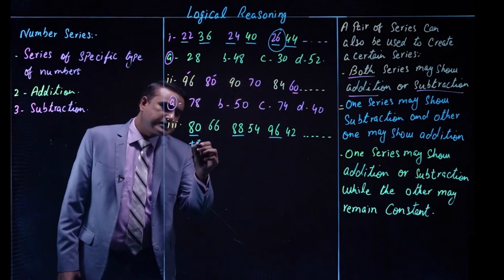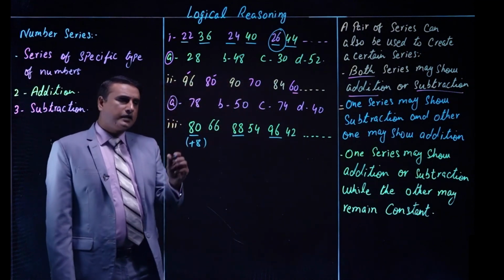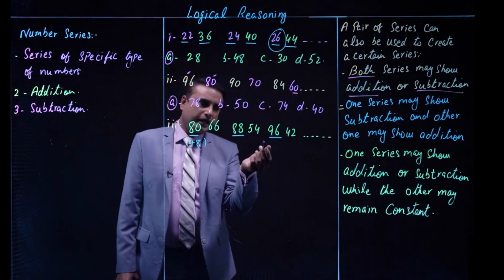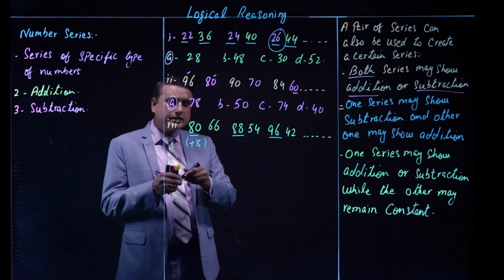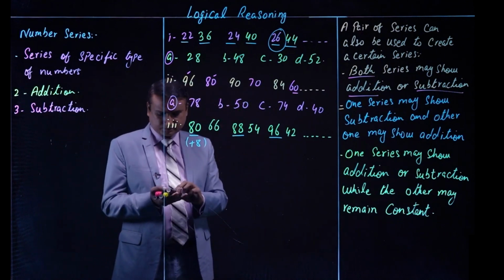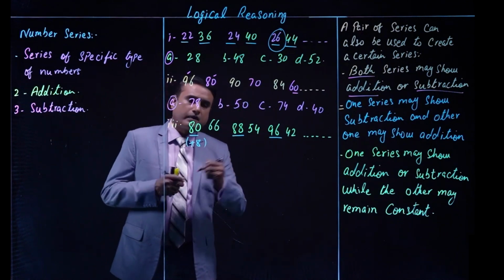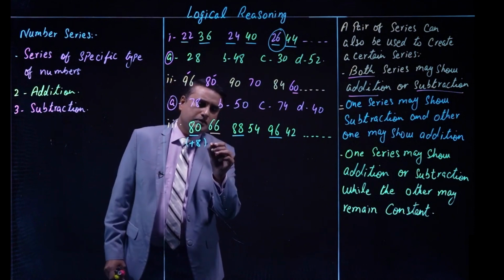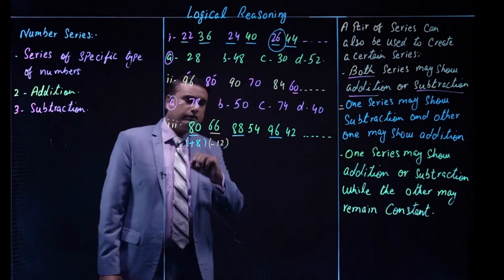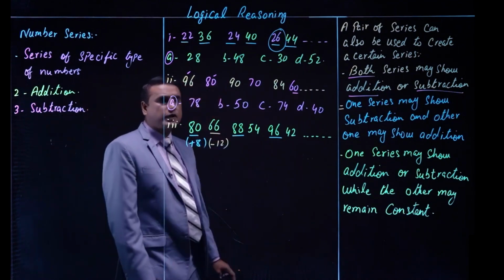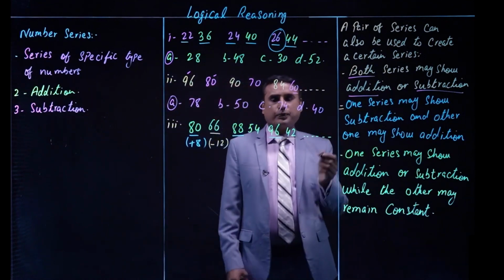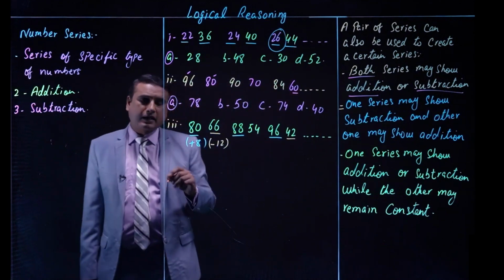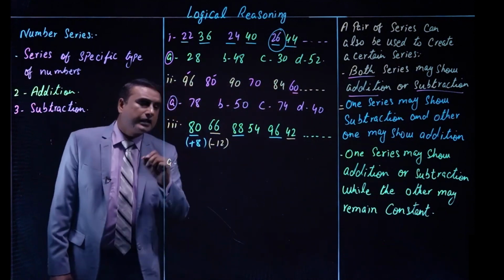actually adding plus 8. 80 plus 8 क्या हुआ, 88, और 88 plus 8 क्या हुआ, 96. While in this second series, that actually shows minus 12. 66 minus 12, 54, and 54 minus 12, 42. So अब हमारे पास ब्लैंक है, हम ऑप्शंस देखते हैं नीचे कि क्या बनती हैं.